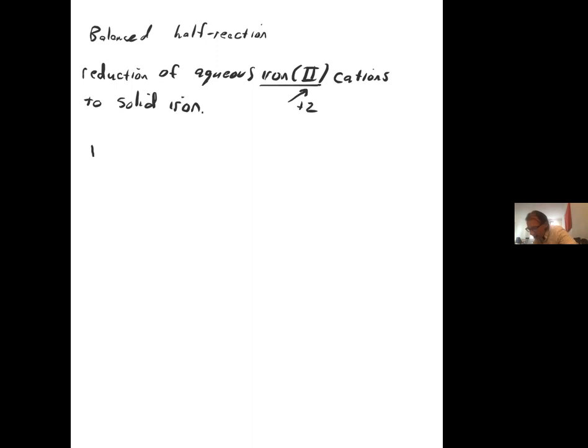So iron, Fe, charge is +2. It's aqueous. It's getting converted. Those are cations, positively charged. It's being converted into solid iron. So Fe. Solid iron, okay? So then, again, they tell you it's reduction, so you know the electrons will be on the left side, the reactant side.